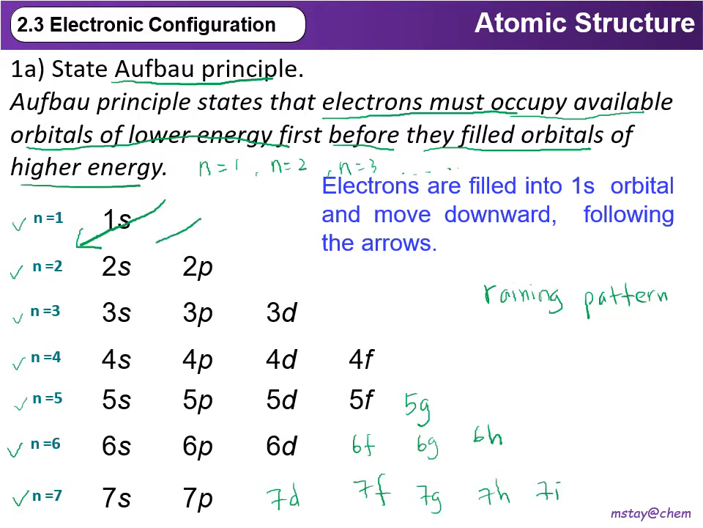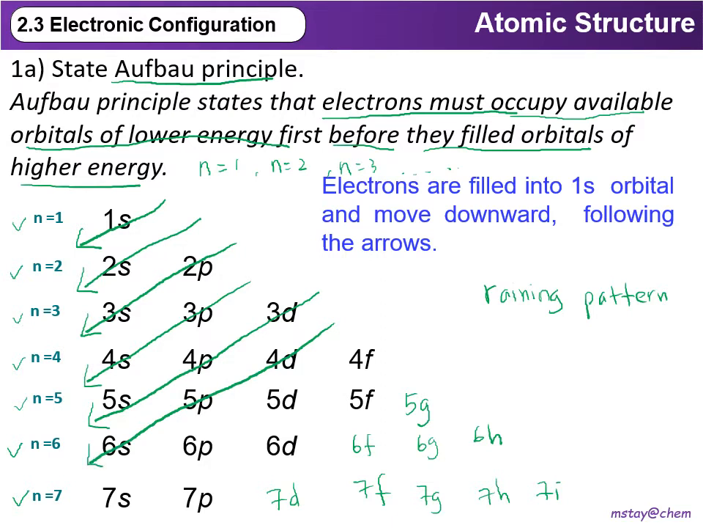Again, we look at the pattern: 1s, 2s, 2p 3s, 3p 4s, 3d 4p 5s, 4d 5p 6s, and then we will fill in 4f 5d 6p 7s, and then 5f 6d 7p. So when we base on this so-called Rennin pattern, we do not follow the energy level n equal to 1 and then 2 and 3. We have to follow this pattern.